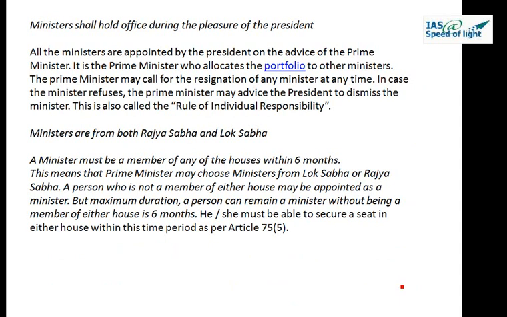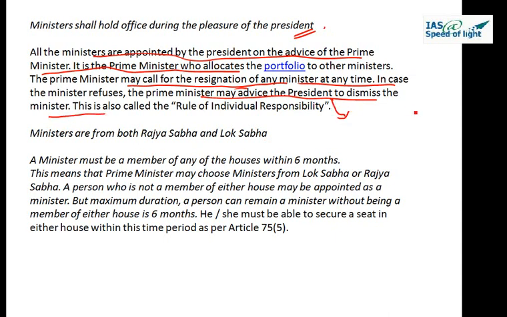The minister shall hold office during the pleasure of the President. Okay, this thing we have seen. Now, all ministers are appointed by the President on the advice of the Prime Minister, and it is the Prime Minister who actually allocates different portfolios to different ministers. So, the Prime Minister may call for the resignation of any minister at any time, and in case the minister refuses to resign, the Prime Minister may advise the President to dismiss the minister. So, it is not the President who can directly dismiss a minister, it is always on the advice of the Prime Minister. So this is also known as the rule of individual responsibility.